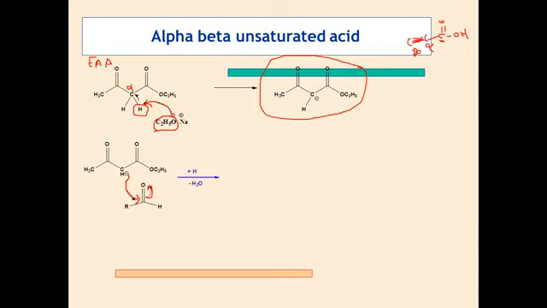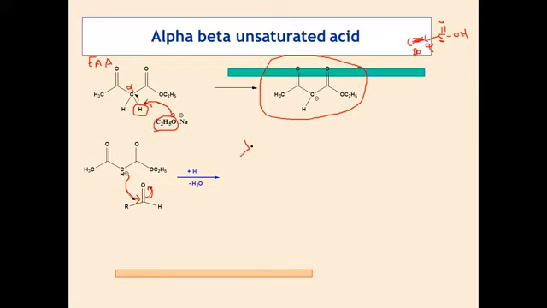Here I have already written these two steps combined. See here, what happened? There is a bond formation between CH and carbon, and at the same step O minus gets converted into OH. I can explain this point here. This is the whole thing. I can't write each and everything.